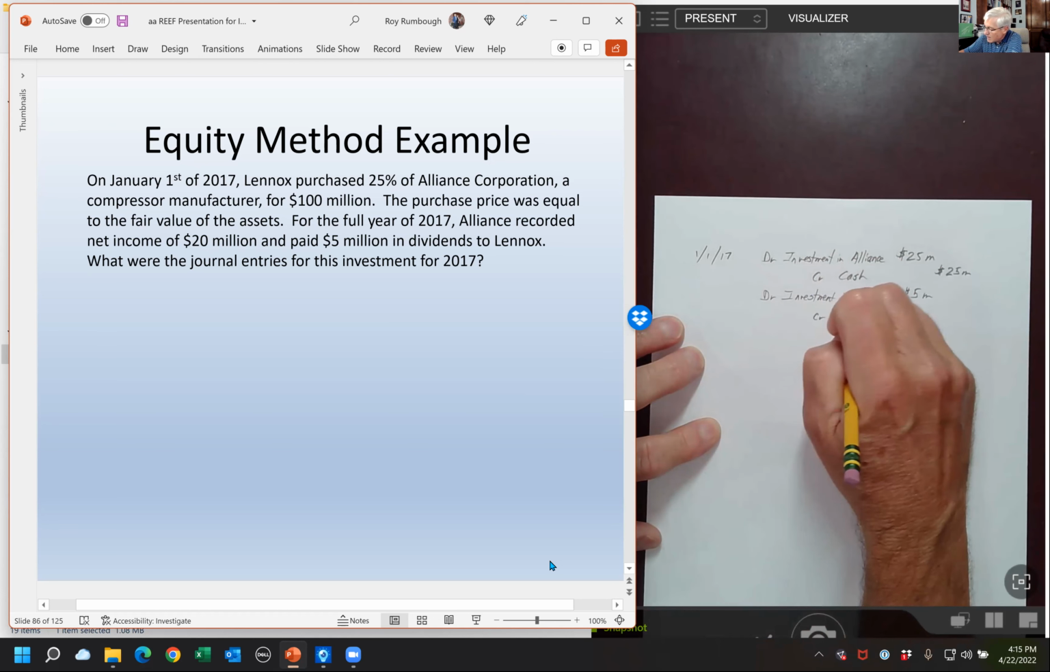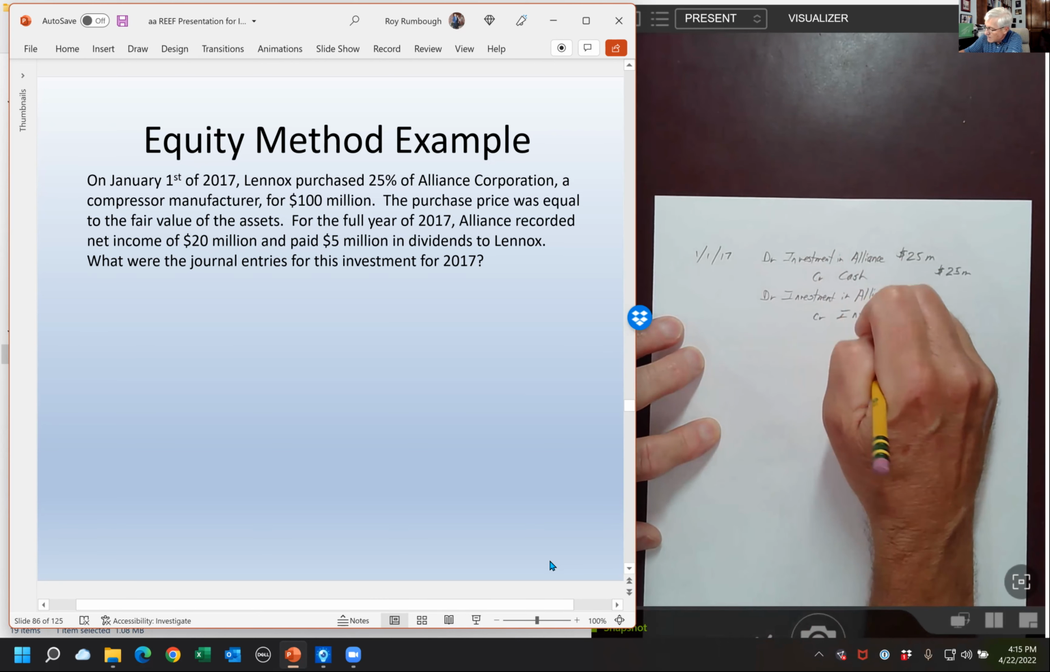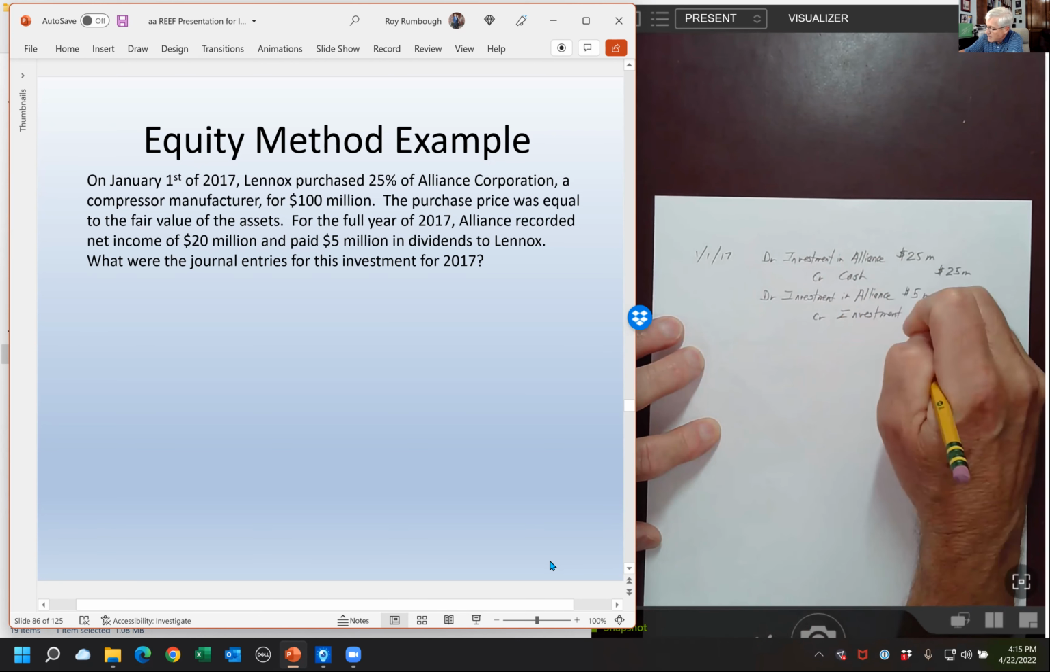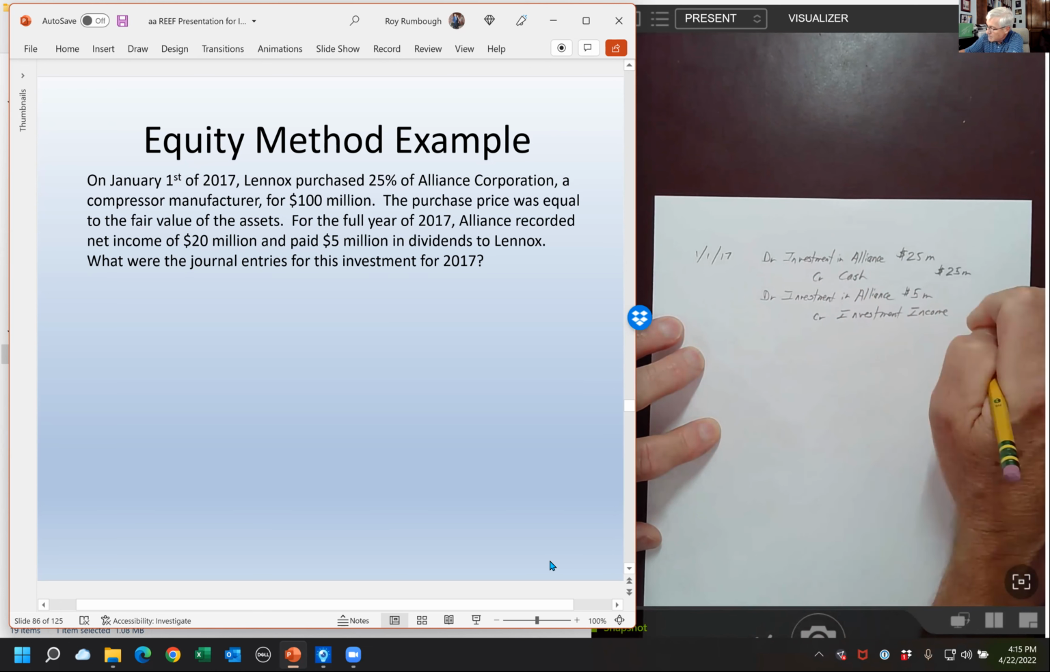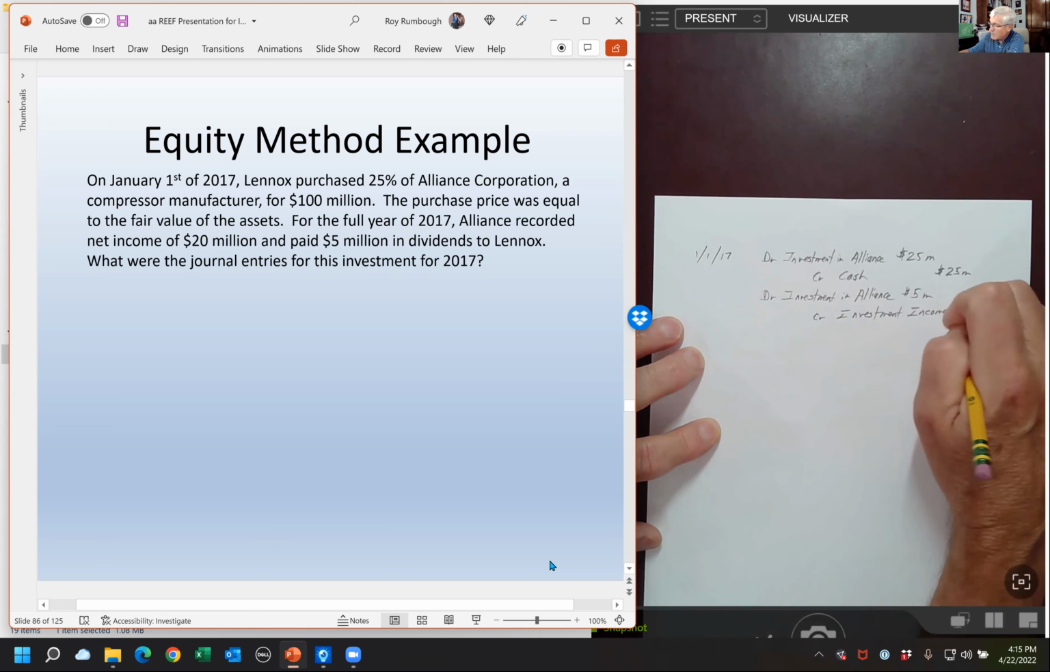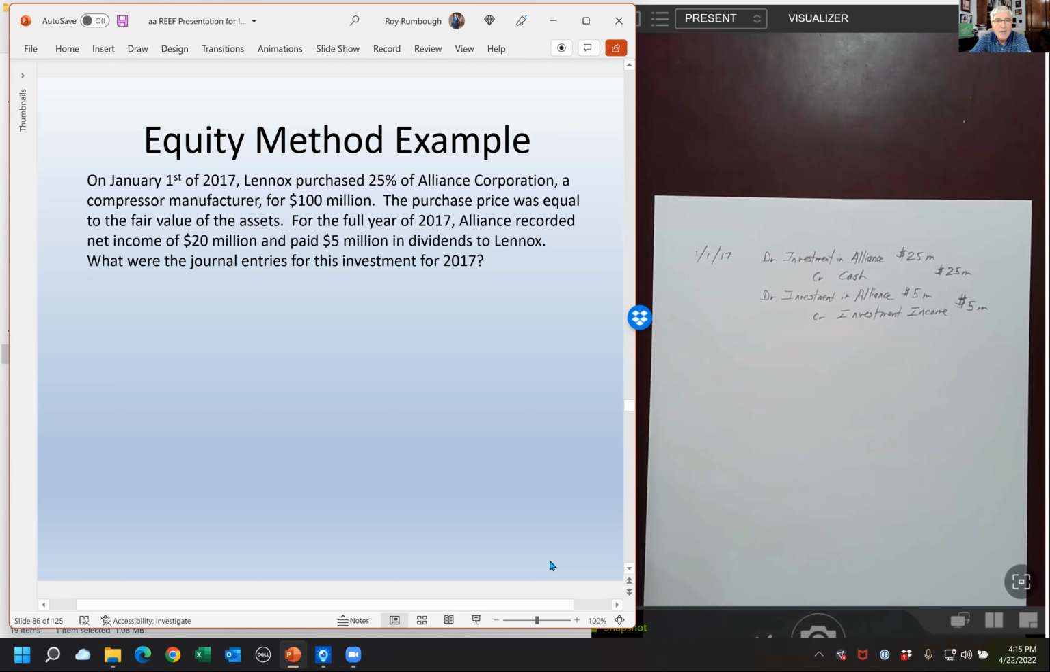And we're going to credit investment income, 5 million. And then finally, Alliance paid $5 million in dividends to Linux. If you get a question in an exam or whatever, you want to read this really carefully because it paid 5 million in dividends to Linux. So Linux received 5 million.